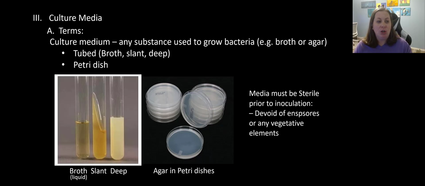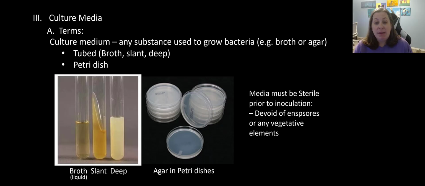Now, if it's in a tube, it could be broth, which is liquid. The tube could also be a slant that you see here where the agar is kind of at an angle. And then it can also be where the agar is just deep in the actual tube. We call that a deep. Petri dishes can also be used, but they are only used for agar. We don't use Petri dishes for broths.